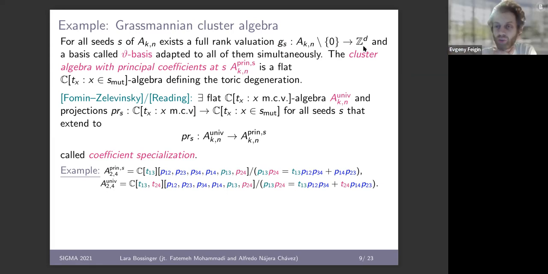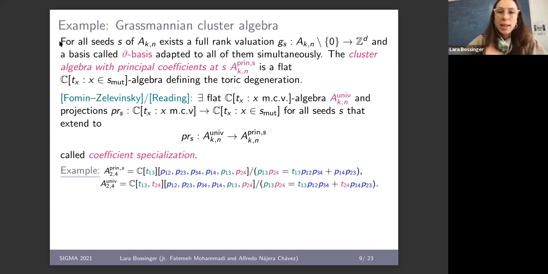Lara, I'm sorry, what is d here? d was the dimension of the algebra. I have a bit of a problem with notation. Usually I call the number of elements in one seed n, but d is the dimension of the Grassmannian, so k times (n minus k) plus 1. Yeah.